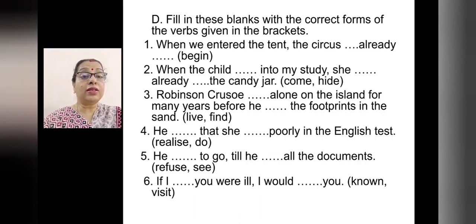When we entered the tent, the circus ___ already ___. Begin is given in the bracket. So what will come? Write the answers. When the child ___ into my study, she ___ already ___ the candy jar. Come and hide are given. Robinson Crusoe ___ alone on the island for many years before he ___ the footprints in the sand. Live, find are given.